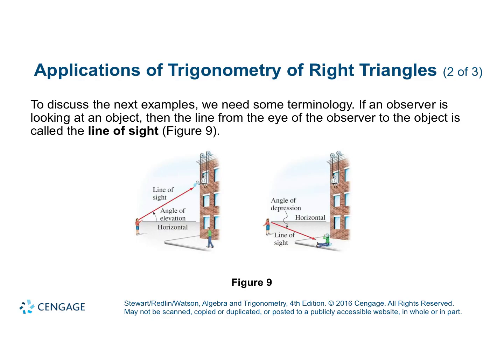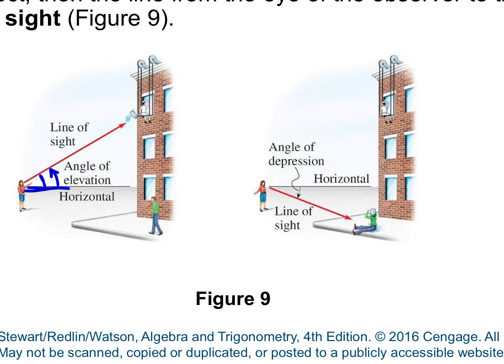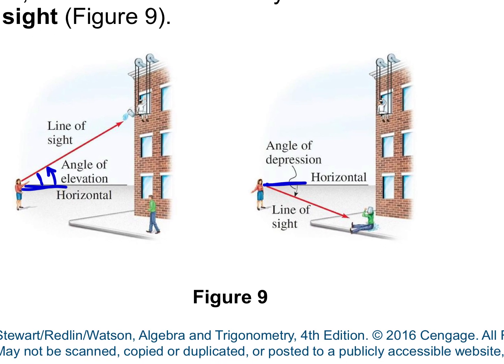Next page talks about the angle of elevation and the angle of depression. The angle of elevation is formed from the horizontal line up. So this would be our angle of elevation. The angle of depression is formed by the horizontal line down. So this angle here would be our angle of depression.